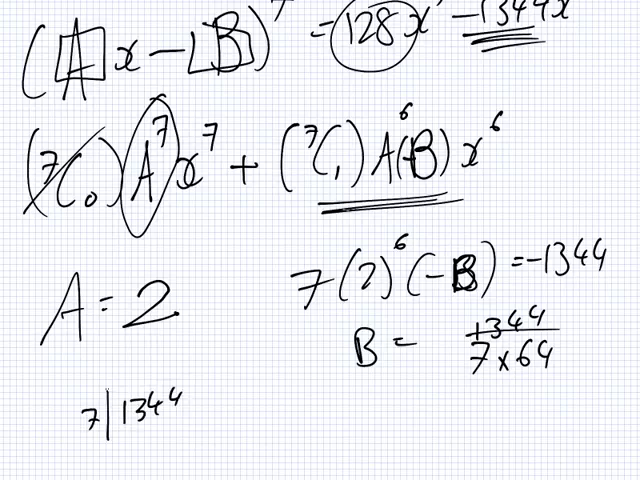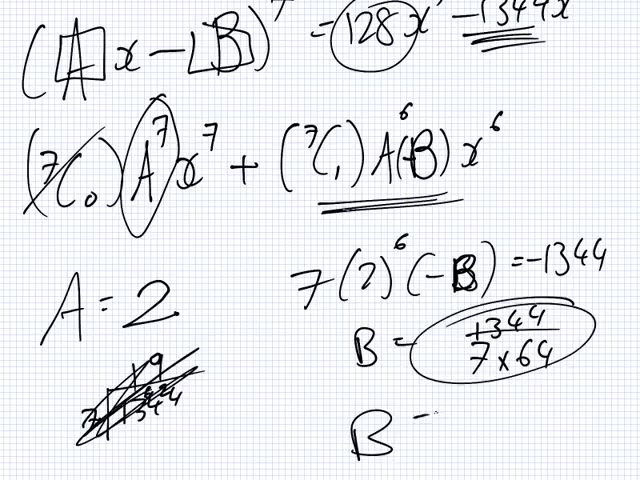1344 divided by 7 goes in once, 6 left over. 7 nines are 63, isn't it? 7 goes into 24 4 times. No, what am I doing? I'm too hungry. What's this, please? 1344 over 7 times 64. Tell me, please. I'm so hungry. I need help. What? 3. It's 3? Thank you.